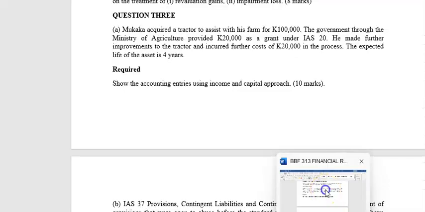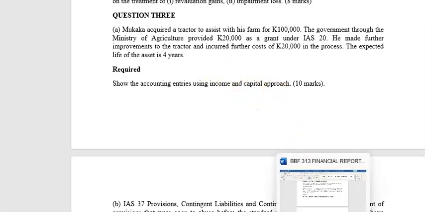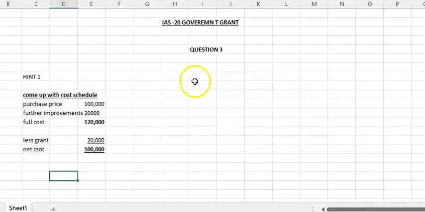Now that we have this cost, we can do what the question is looking for. The question says show the accounting entries using income and capital approach. I'll start with the capital approach, which is the simplest. With the capital approach, we need a balance sheet. We are showing this in the financial statements.